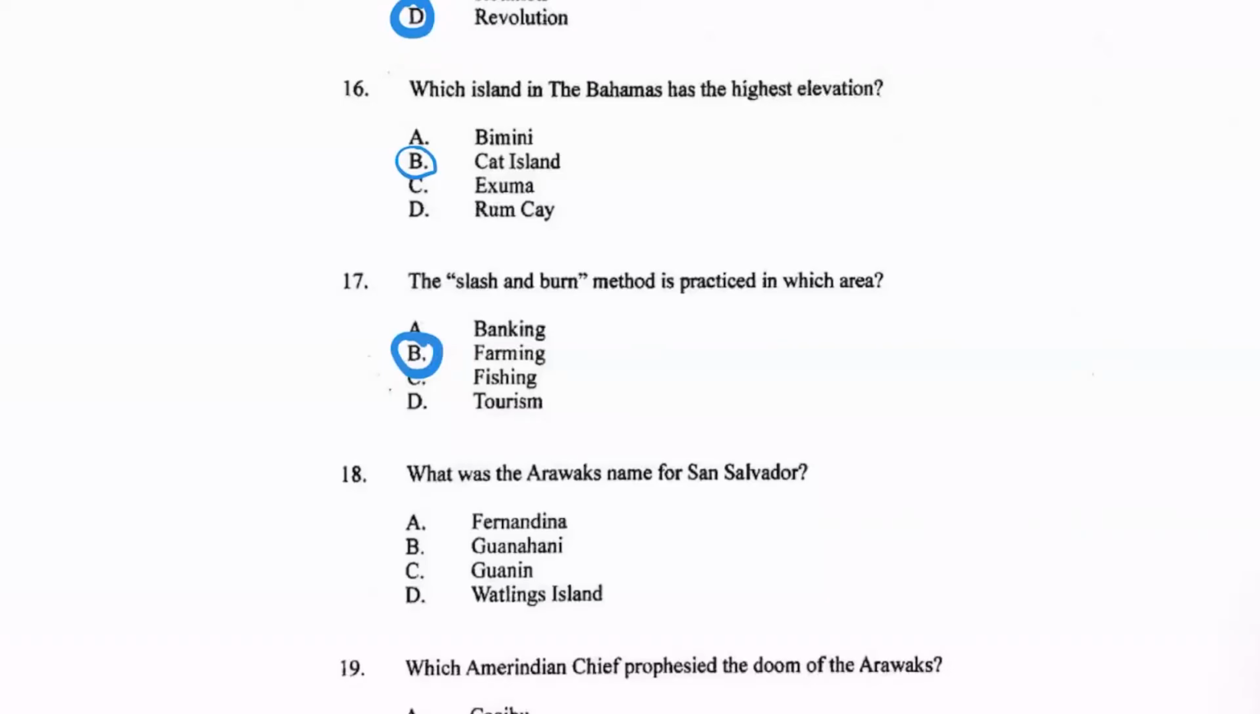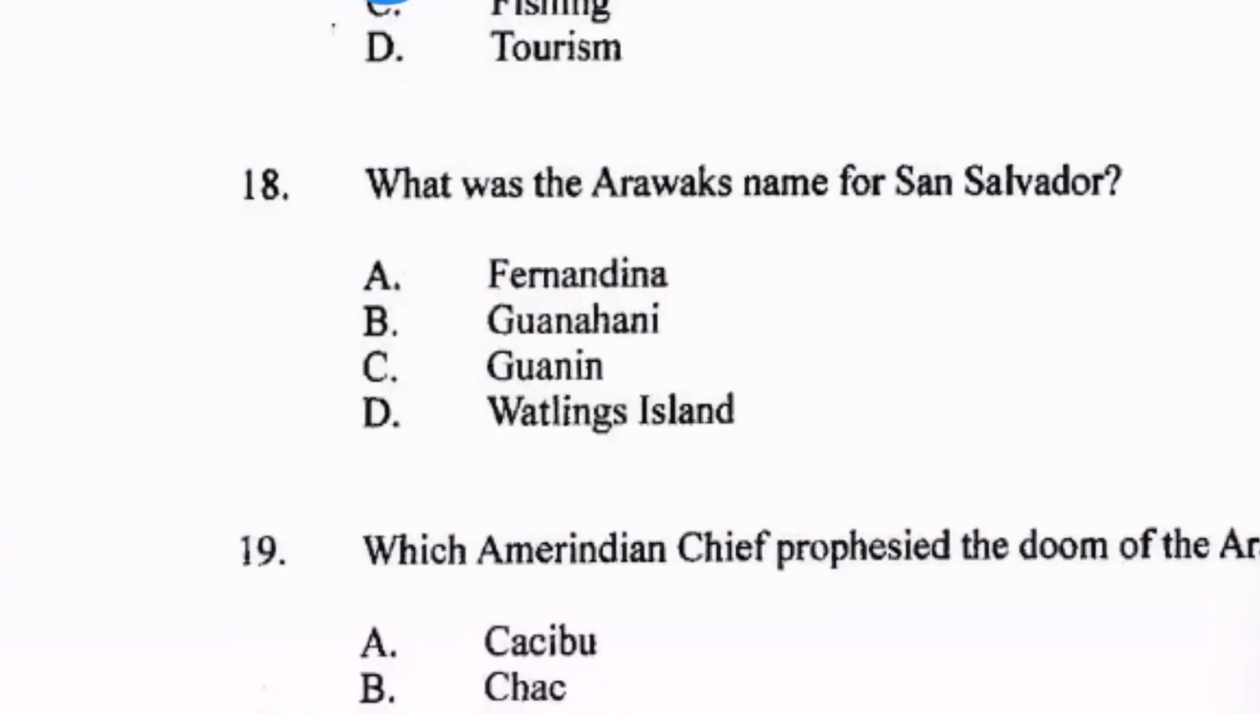What was the Arawak's name for San Salvador? Is it A, Fernandina, B, Guanahani, C, Guanin, or D, Watlings Island? Everyone's saying B, and you're right. It is Guanahani.